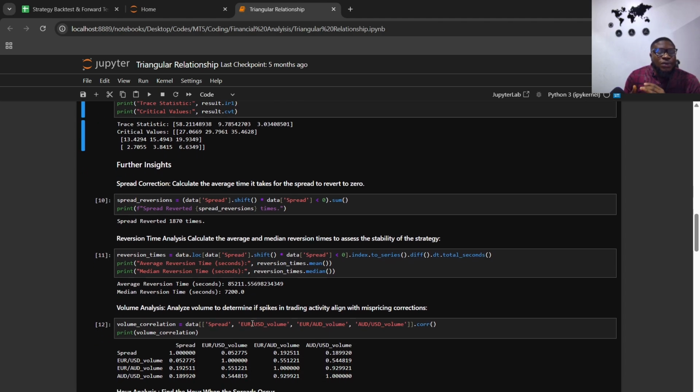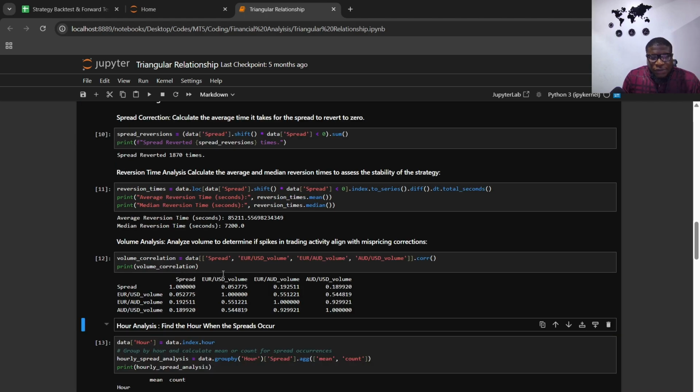Now we also performed a volume analysis test to see if volume spikes correlated with this mispricing. From this volume correlation here, you can see that the volume on EUR/AUD and the volume on AUD/USD are highly correlated. You can also see that the volume on AUD/USD and the volume on EUR/AUD are highly correlated here. Okay, and the rest are just mildly correlated.